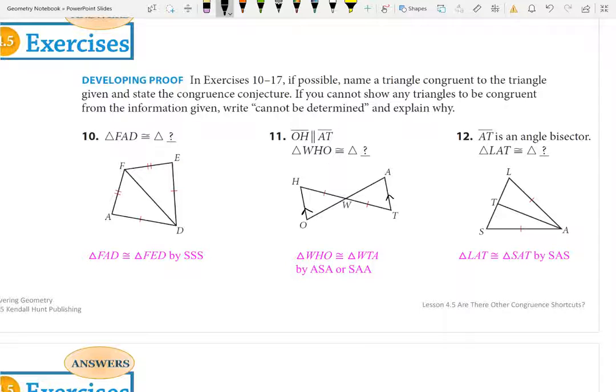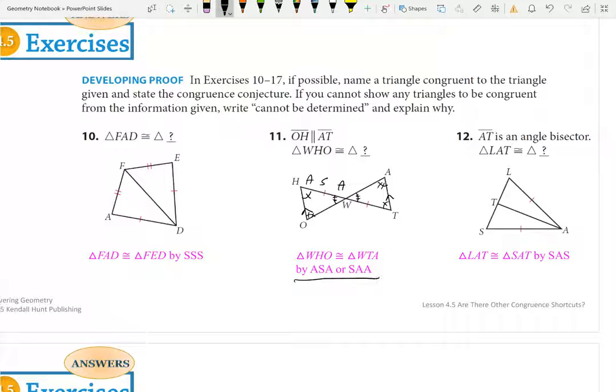Okay. So again, that's going to mean that alternate interior angles are congruent to each other. So let's mark that. Same here. Okay. And then, oh, look at that. These are vertical angles. So these are congruent. All the angles are congruent, and we have a congruent side. So looks like we're going to have ASA, angle, side, angle, or AAS. That would also work.